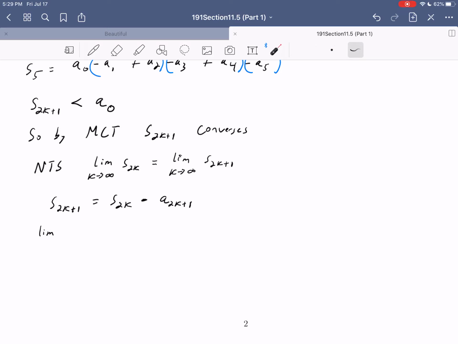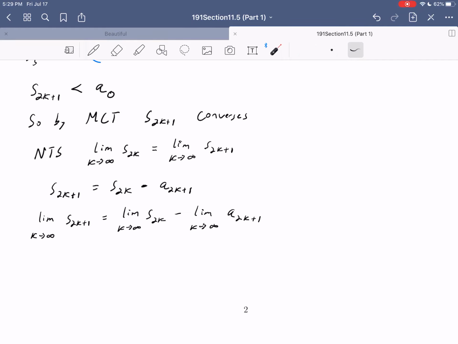Why are we allowed to apply the limit? Because we know that all of these things converge now. That's why we did that work ahead of time. So the limit as k goes to infinity of S sub 2k plus 1 is the limit as k goes to infinity of S sub 2k, minus the limit as k goes to infinity of a sub 2k plus 1.